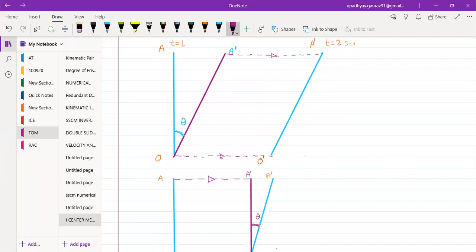So how are we going to calculate the linear velocity of that link or the linear velocity of any point on the given link? If it is the case of pure rotation, we can calculate, yes or not? Because we have a formula: V equals R omega. Yes or not?